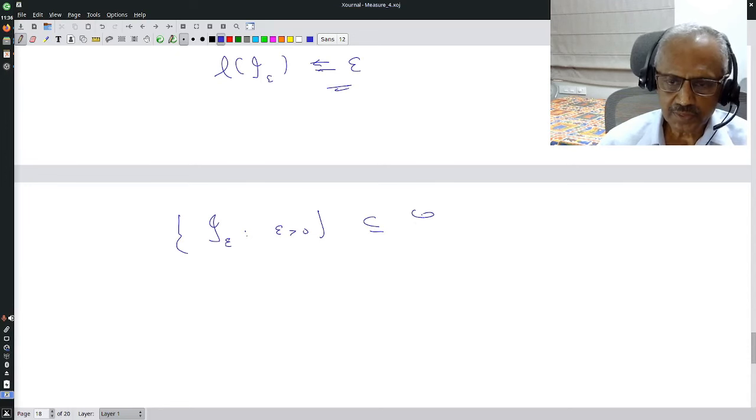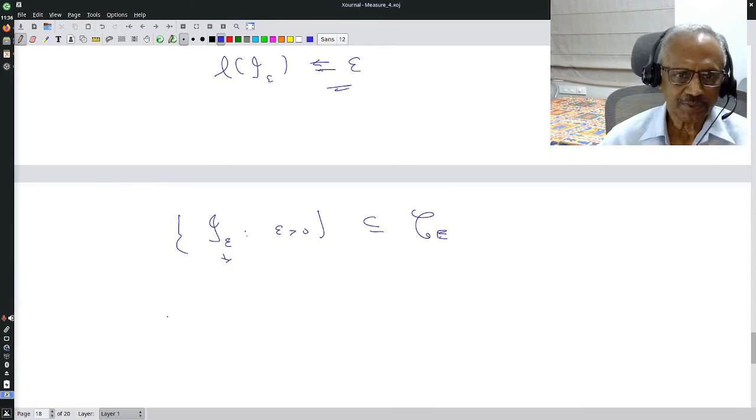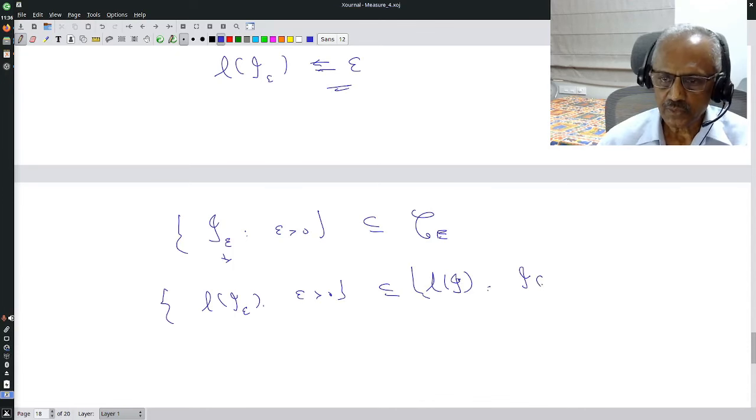This is a subset of C of E, because each one of them is a countable collection of open intervals. It's an open cover. Therefore, this contains that, right? Again, we do the same trick. Now let's look at the set of lengths of I epsilon as epsilon varies over values greater than 0. That's a subset of the set of lengths of I as I varies over C of E.